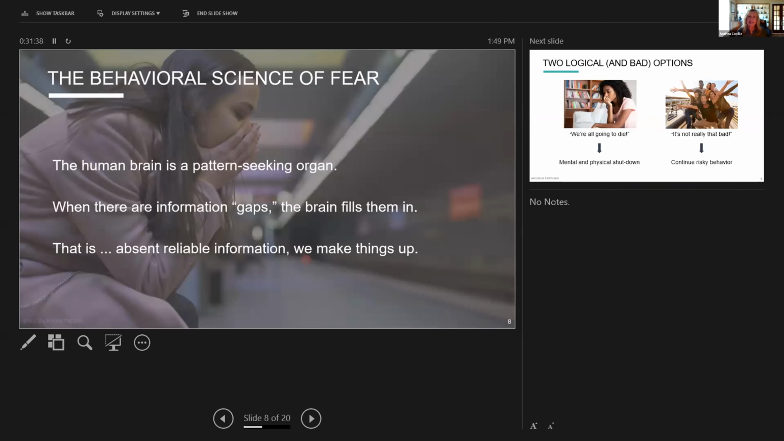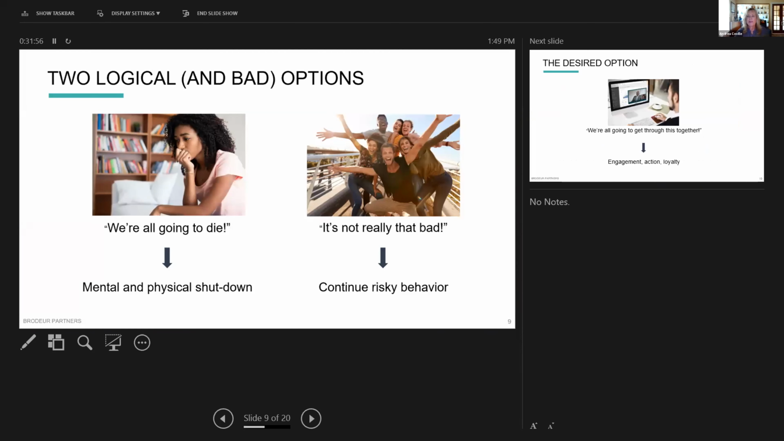Taking a look at this, and obviously this isn't this group. What happens when people are in this state of uncertainty is that if you don't have information, you have a gap, and your brain fills it in with something that makes sense, something your brain perceives as being reliable. There are kind of three options.